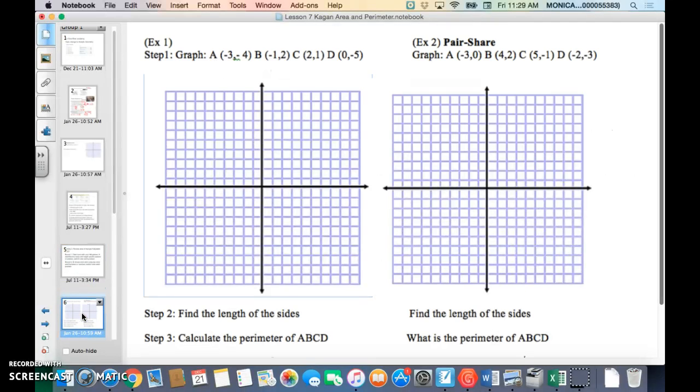All right, so let's look at the notes for today. And at this point, should be on page 27 in our packet. So there are several steps. The first step is you're going to graph the points and label them.